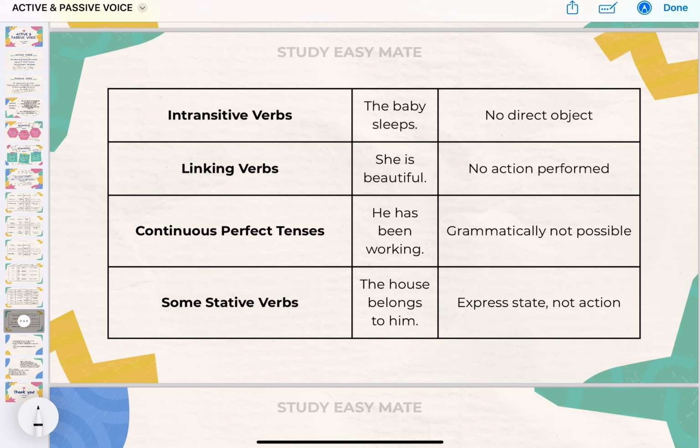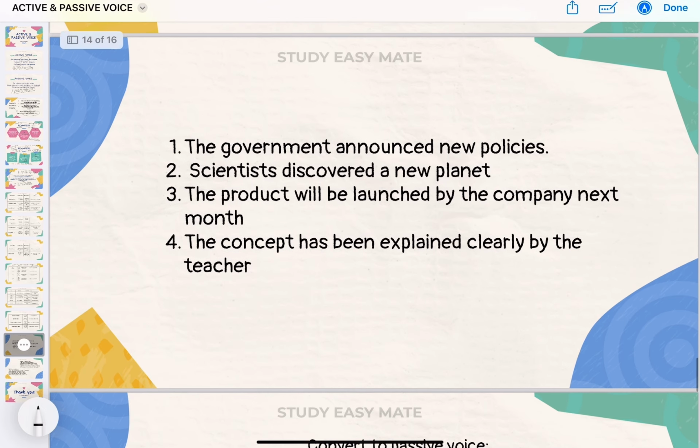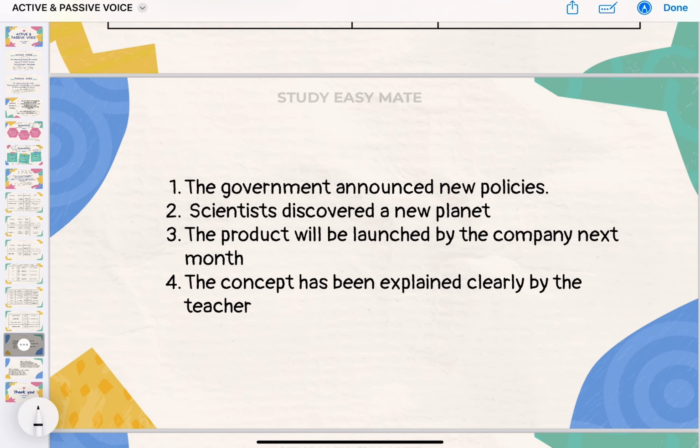Continuous perfect tense: he has been working. It's grammatically not possible, so you can leave it like that. Some stative verbs: the house belongs to him. All these will not be asked in the exam, but I'm just giving you extra information so that you don't miss out on it. Okay.